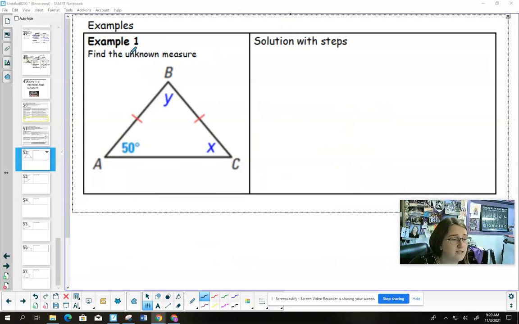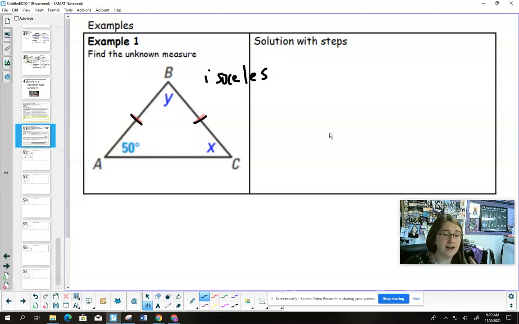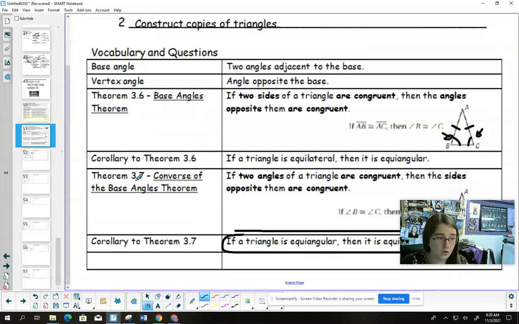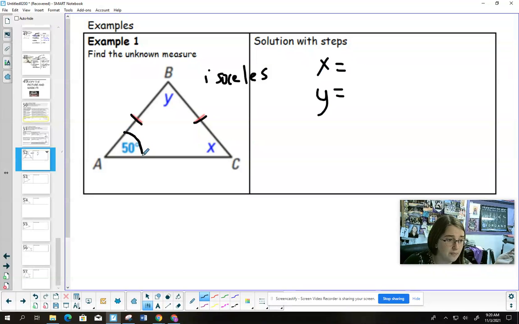So first example here, it says find the unknown measure. What you have to notice about this picture is that this is an isosceles triangle, right? Two sides the same. So we're going to use the fact that in an isosceles triangle, if I have two sides the same, two angles will be the same. We need to find x and y. And so far I've got 50.